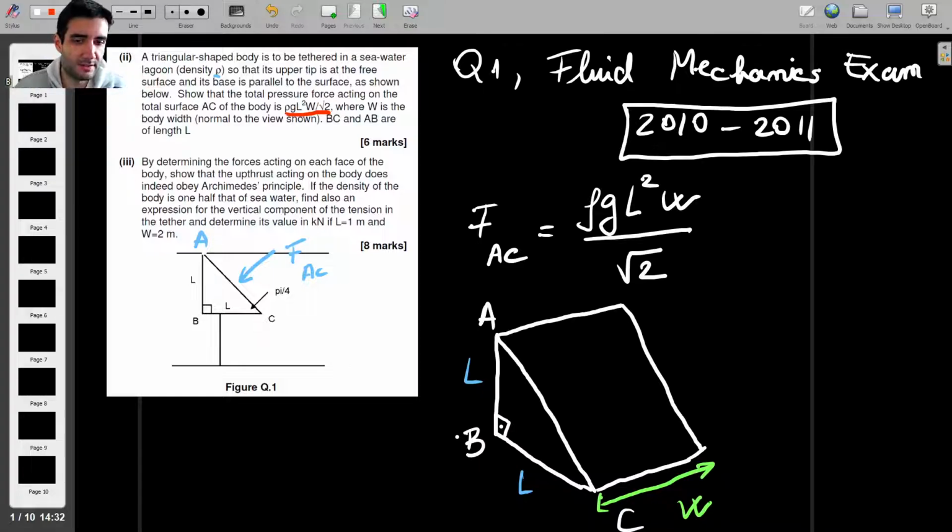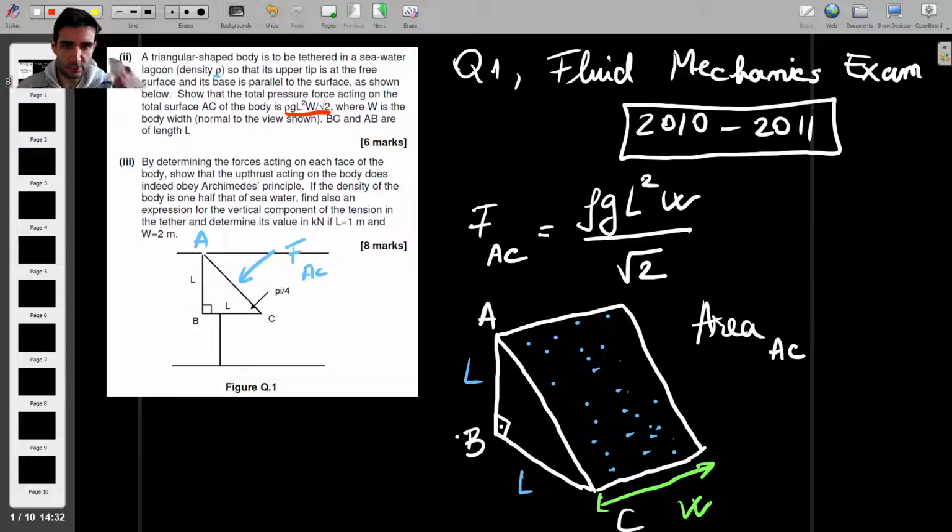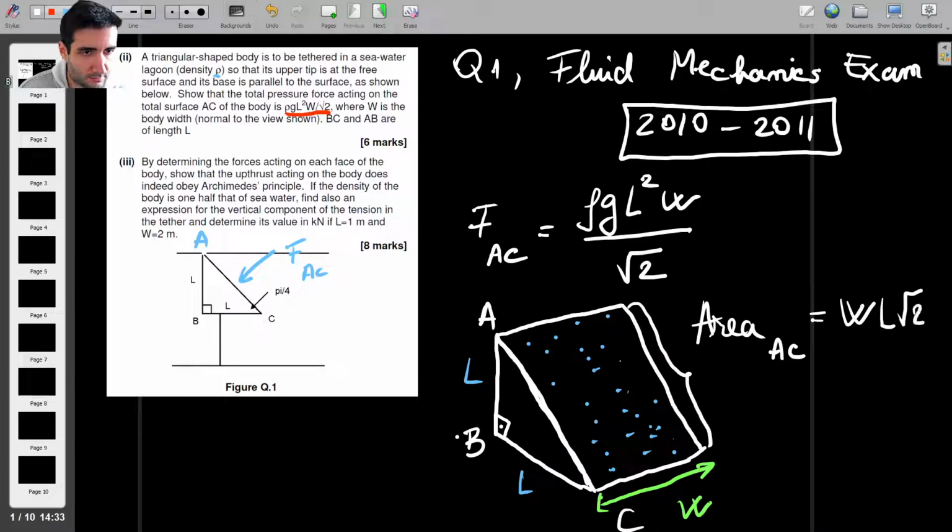The water pressure is acting everywhere on this side. Let's do the area. The area of the face corresponding to that AC side is going to be equal to the area of the rectangle, which is W times this side, and this is the same as this side, which is L times square root of 2. You can figure that out with Pythagoras. And that's pretty much it.